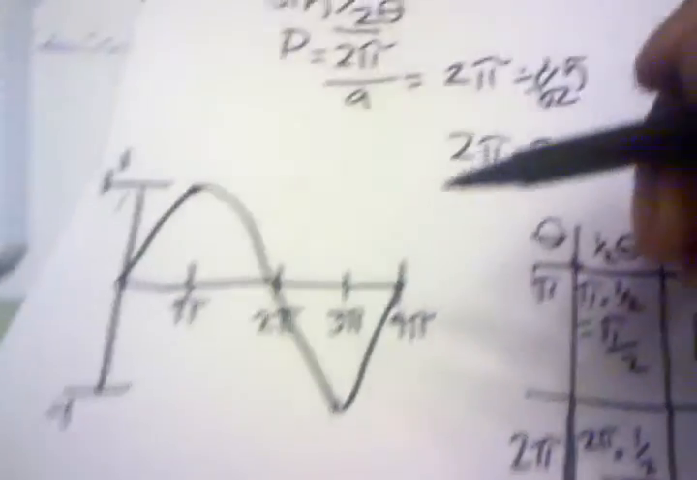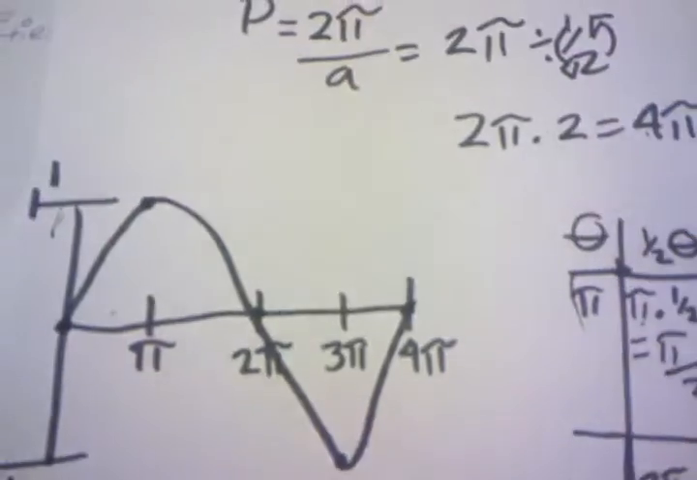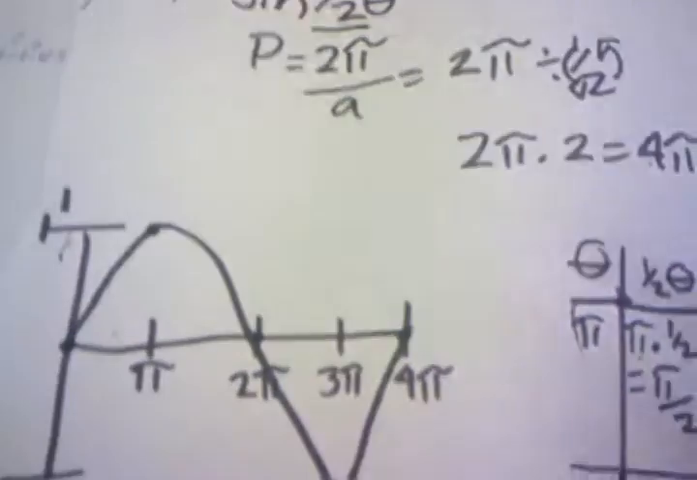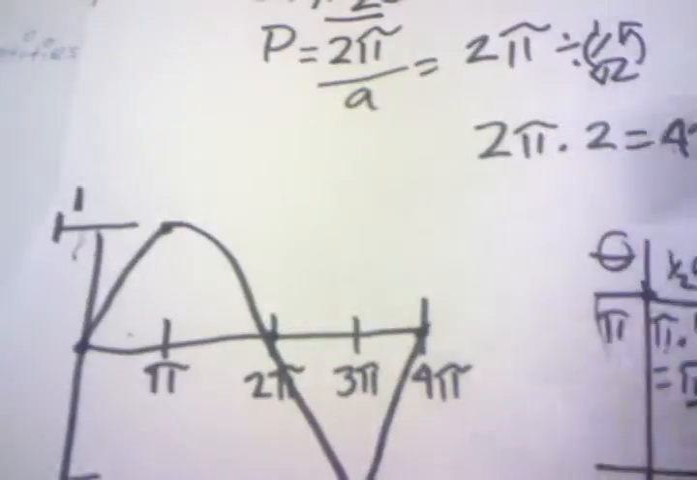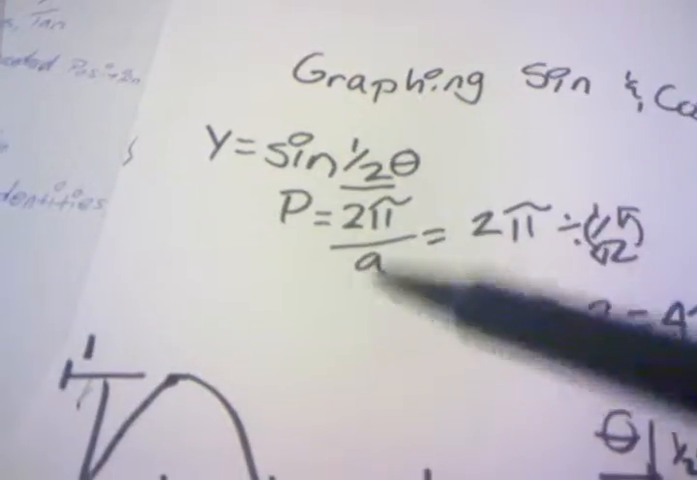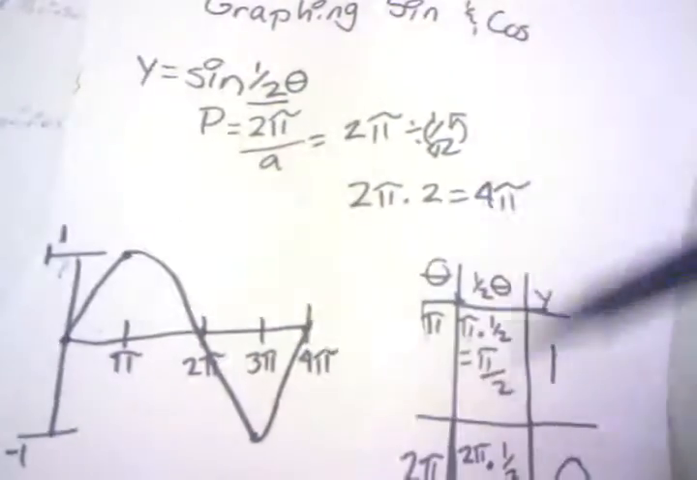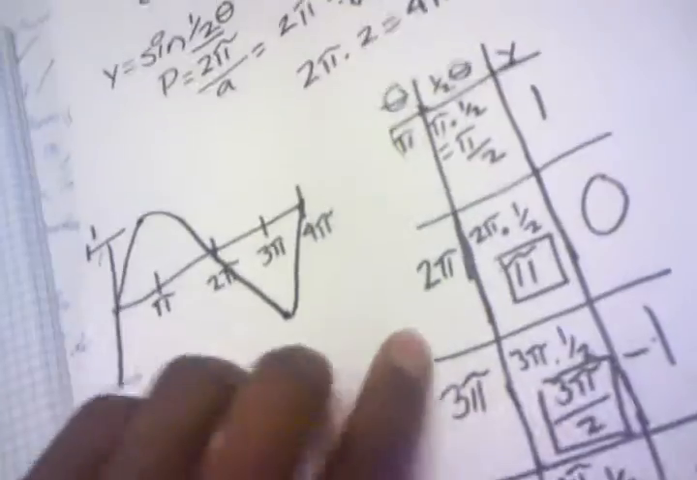There. And yeah, basically, that is how a sine graph looks. But due to the 1/2, it's been modified a little bit. And now to do one cosine graph.